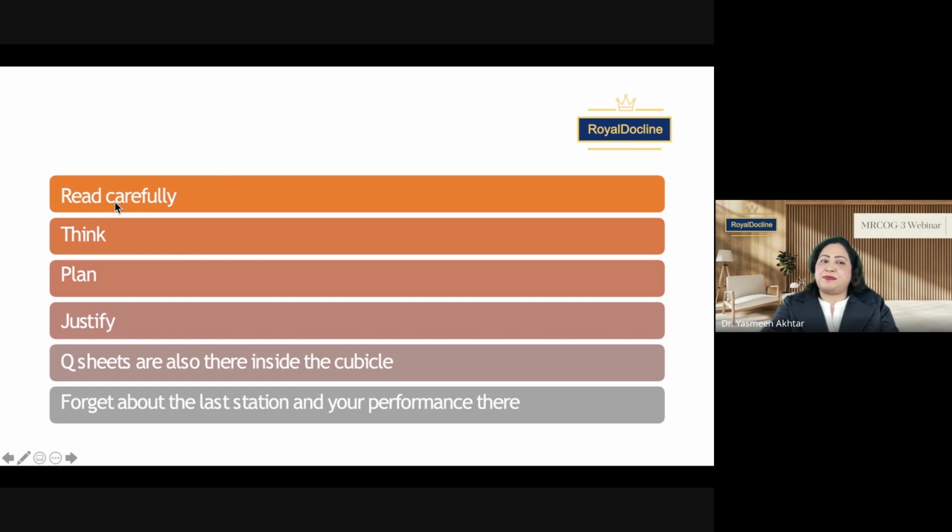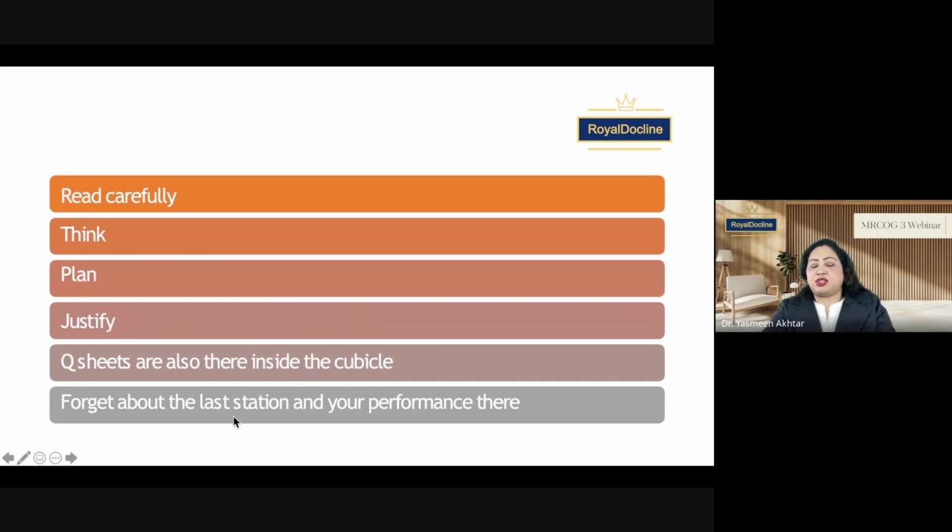Then think. You have read. Now you will think. As I told you, I'm thinking my case is this and this and this. And then I will make a plan. I'm still standing outside the cubicle. Then, okay, if I will go for the termination of the pregnancy, why? If I will go for cesarean, why? If I will involve the multidisciplinary team, why? If I will go with conservative management, why? I have to justify, right? Question sheets are also there inside the cubicle. Please relax. If you miss something, the question sheets are also pasted inside the cubicle.